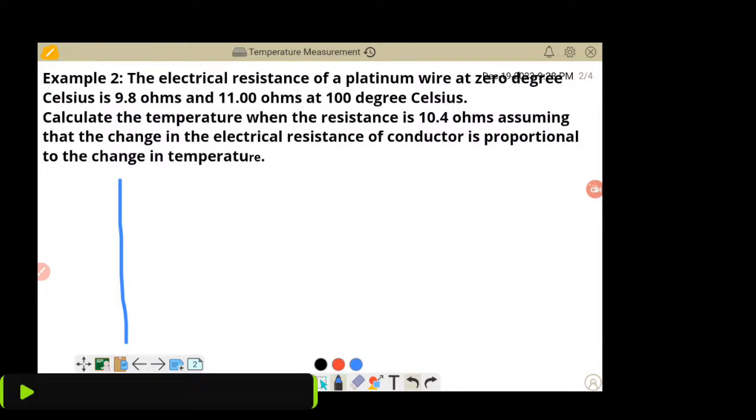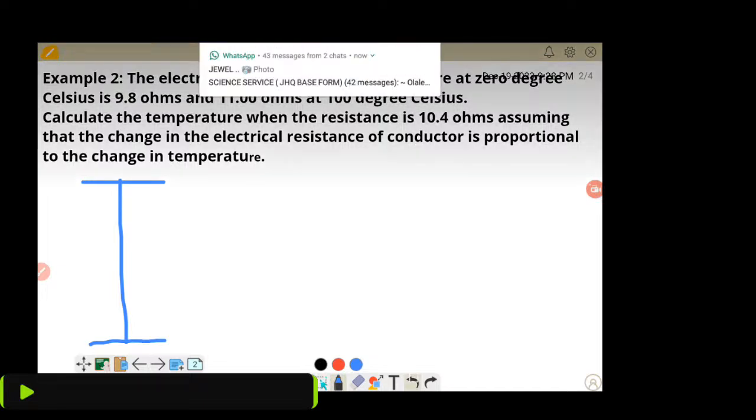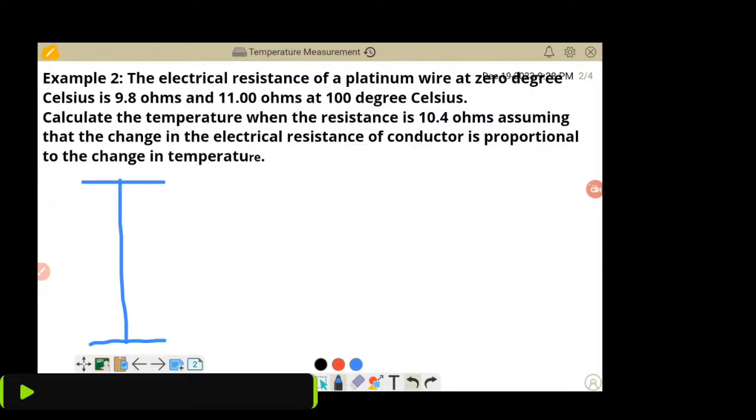Let's say this stroke represents a thermometer and this part represents the lower fixed point, while this part represents the upper fixed point of the thermometer. And you know that according to the question, the 0 degrees Celsius, which represents the lower fixed point, has a reading of 9.8 ohms. That is, this 0 degrees Celsius part of the thermometer is having 9.8 ohm, while the 100 degrees Celsius part is having 11.